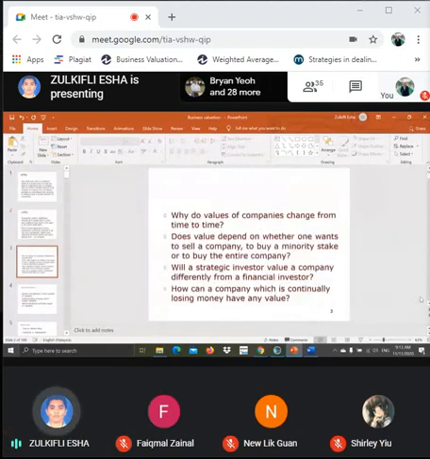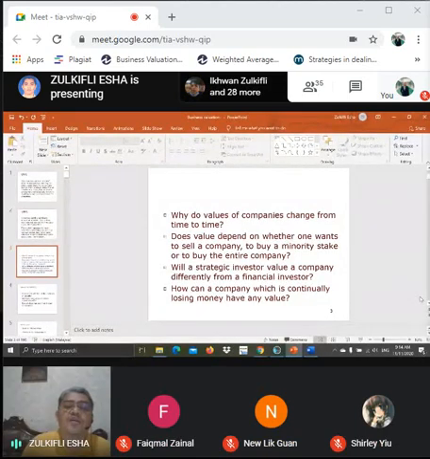So why do values of company change from time to time? Does value depend on whether one wants to sell a company, to buy a minority stake, or to buy the entire company? So will a strategic investor value a company differently from a financial investor? How can a company which is continually losing money have a value? So this is also quite an issue.